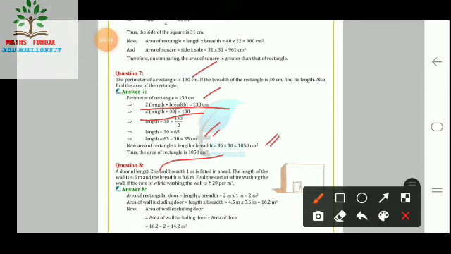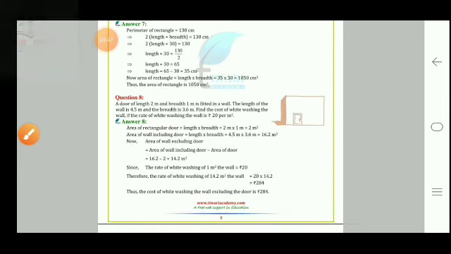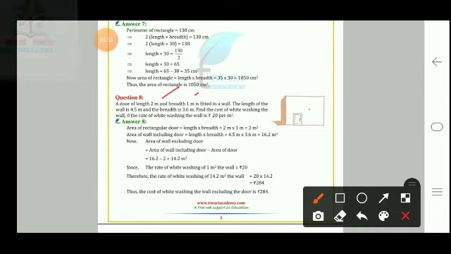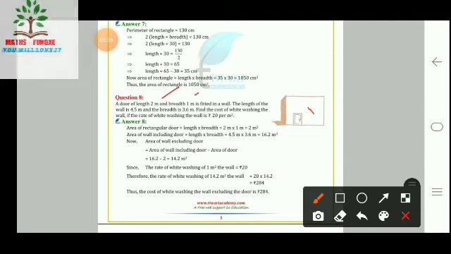Now in question number 8, a door of length 2 meter. We can see in this figure, the door of length 2 meter and breadth 1 meter. So this is a door, you can see. The length of the wall is 4.5 meter and the breadth is 3.5 meter. Find the cost of whitewashing the wall if the rate of whitewashing is 20 rupees per meter square.